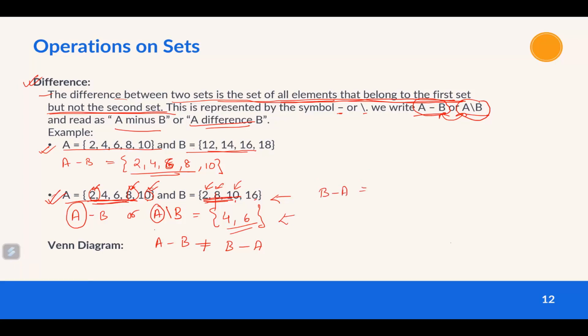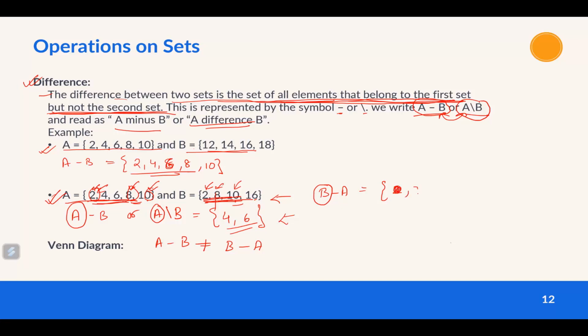So when we do B minus A, we have to write the elements of B and remove the elements which is common to both. Again, read the definition. It says that the set of all the elements that belong to the first set. So here first set is the set B and not in the second set. So we will write the elements. Can we write 2 here? No, we cannot write 2 here because 2 is in the set A. So 2 will not be in this set.